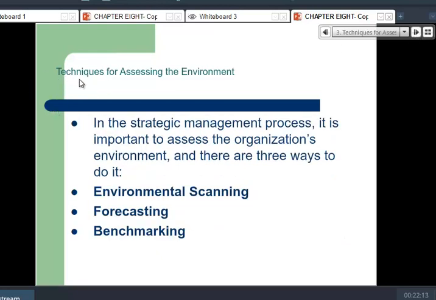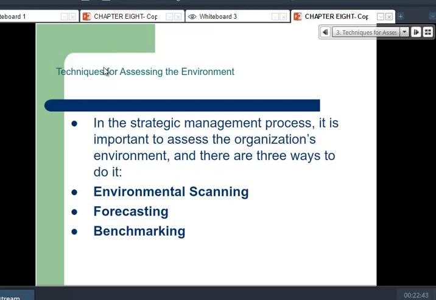So, techniques for assessing the environment. I'm a manager. I need to study the external environment. I need to know who my customers are. How can I serve them? How can I do well with them? I need to have some techniques in order to assess, value and evaluate the customers.